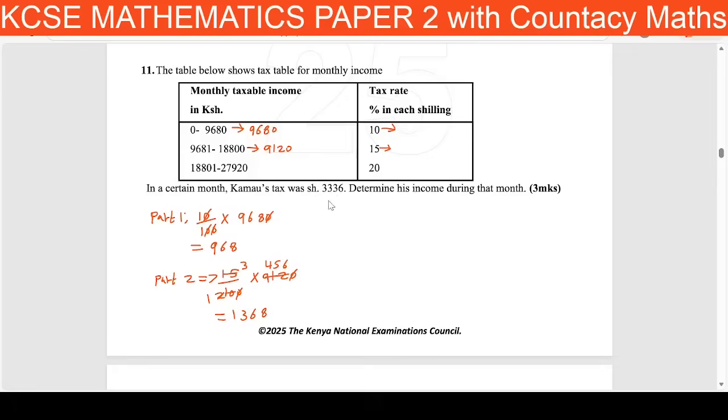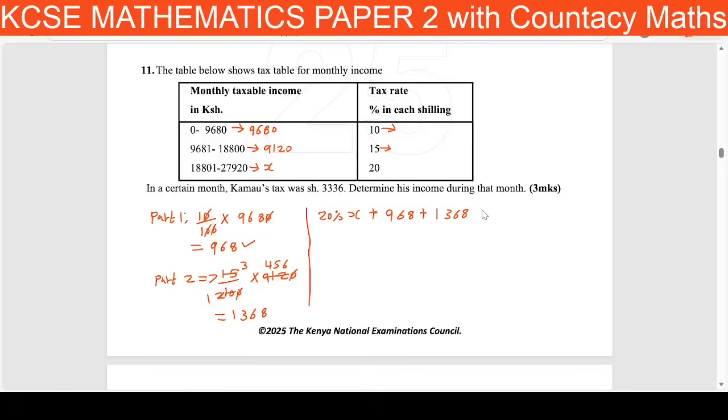Remember that the total tax is 3336. Therefore, we don't know the amount that has been charged here. So we are going to let the amount for this part be X. So the amount that is being charged here is 20% of X. Therefore, we know that 20% of X plus the tax that he paid for part 1, which is 968, plus the tax that he paid for the third part, which is 1368. Oh, we are having 68 and 68. Is it a coincidence or amazing?